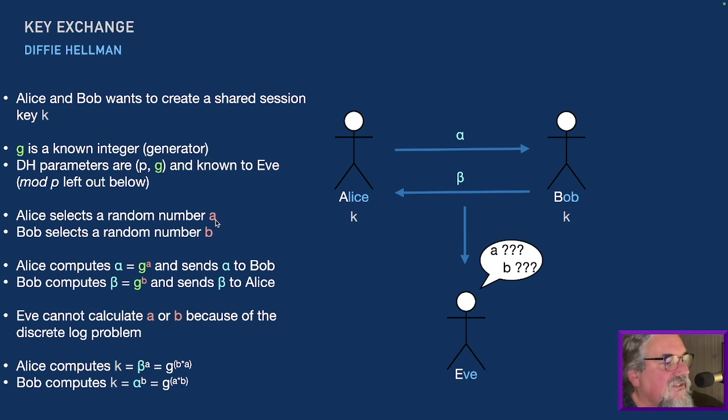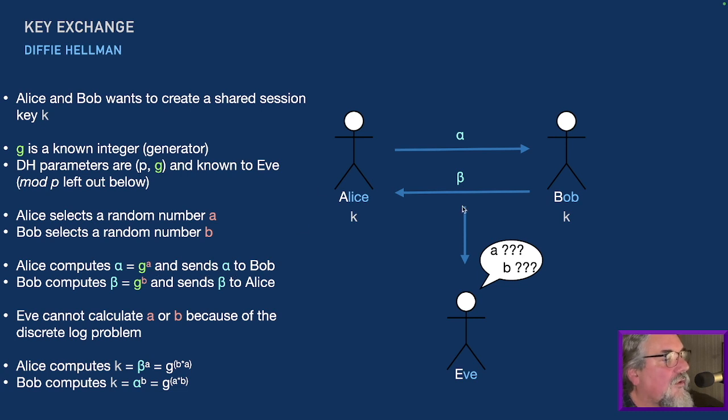Alice first just generates a random number, which we can call lowercase a. Bob generates his own random number, lowercase b. And those red numbers a and b are secret. If Eve finds out either a or b, Diffie-Hellman is broken, okay? And then Alice computes this alpha value, which is g to the power of a. Bob computes this beta value, which is g to the power of b.